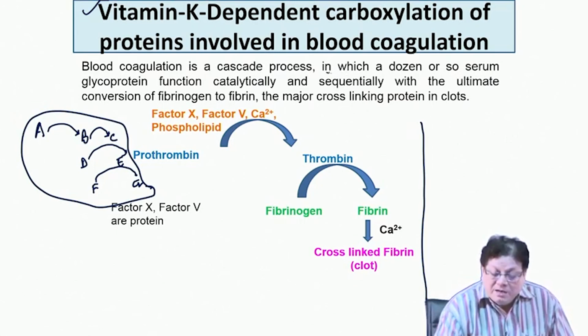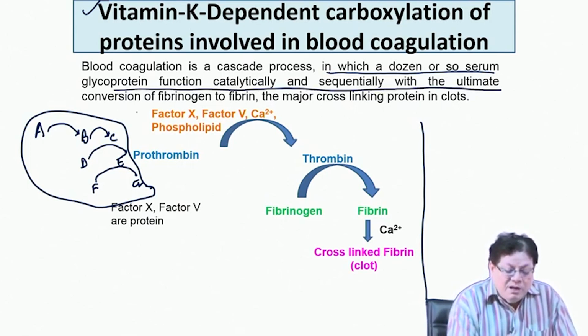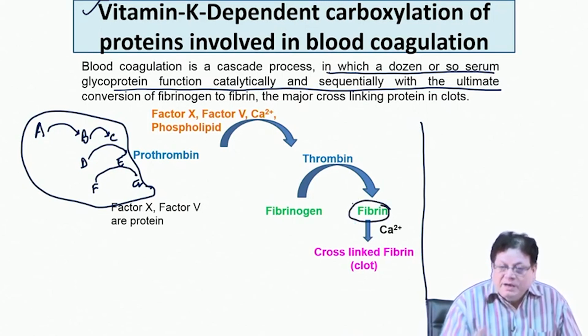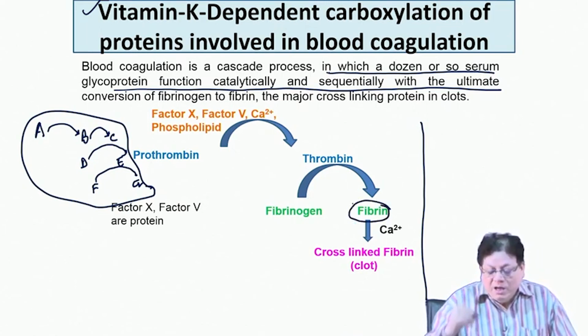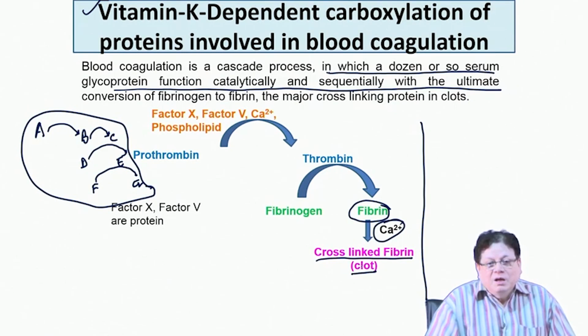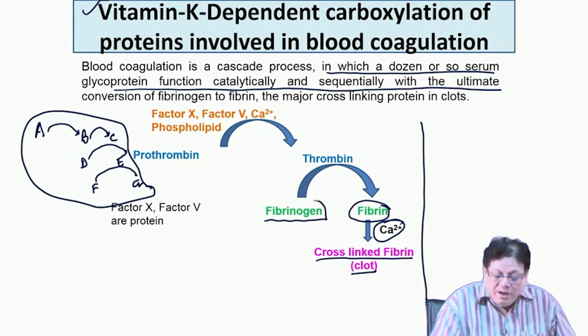In total, a dozen or so serum glycoproteins function catalytically, with the ultimate conversion being the formation of fibrin. That is the last step in blood coagulation, and fibrin in presence of calcium forms the cross-linked fibrin, which is called the clot. Now, what is the starting material for fibrin? It is what is called fibrinogen.